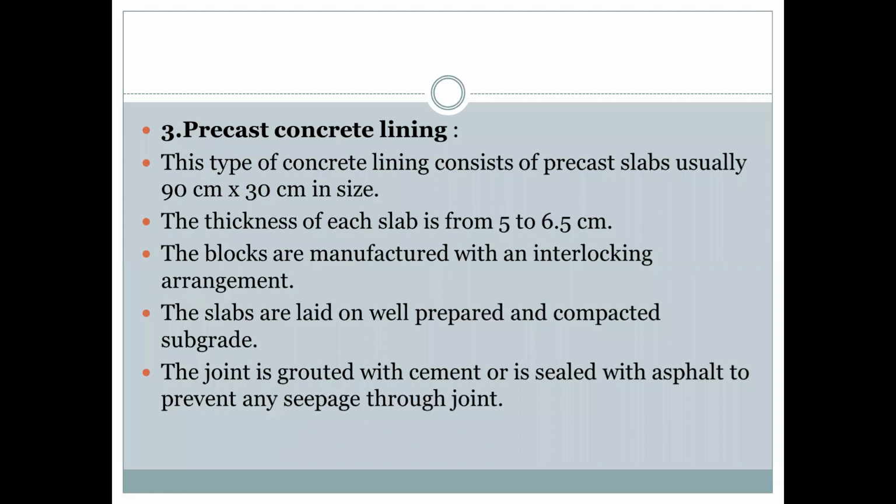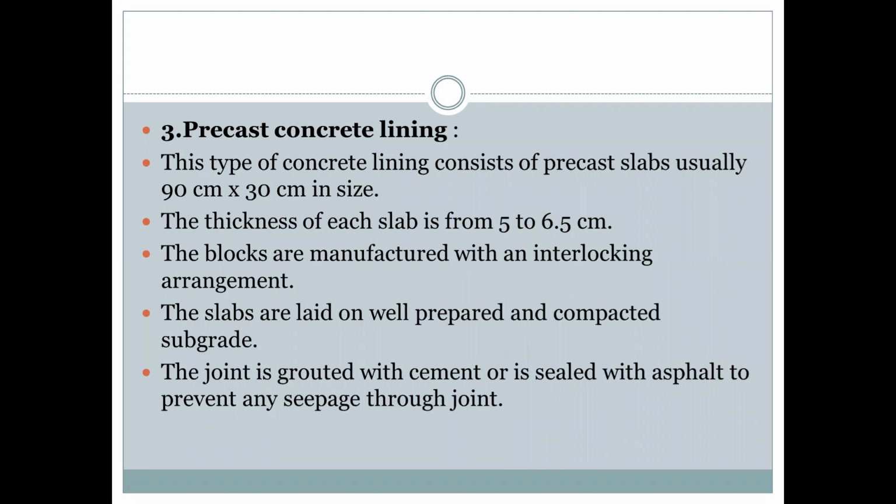While laying these precast slabs, the interlocking arrangement is made between them. They are interlocked with each other while laying the precast concrete lining. So the system is provided in the precast slabs. These precast slabs are laid on a well prepared and compacted subgrade. After compaction of the subgrade, these precast slabs are laid over the prepared subgrade.